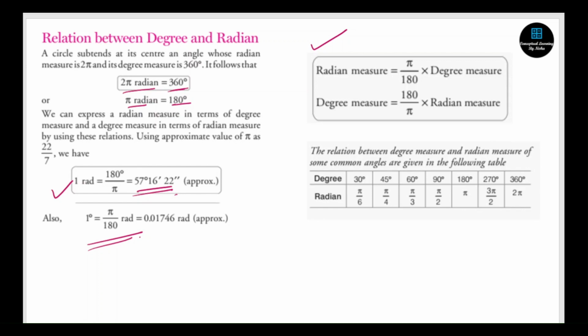Now here are some important angles which are converted into degree and radian. As we discussed, 360 degrees is 2 pi, 180 degrees is pi. These are some very important ones which you have to remember throughout this chapter. So 30 degree is pi by 6, 45 is pi by 4, 60 degrees is pi over 3, 90 is pi by 2, 270 is 3 pi by 2. All right, now let's solve some questions based on this.